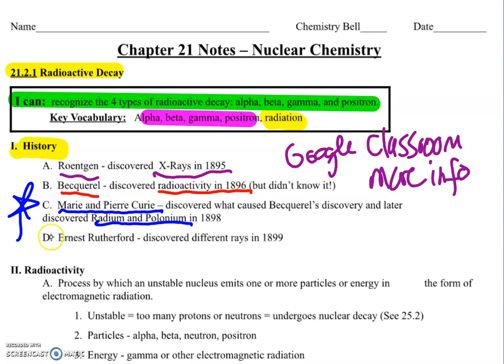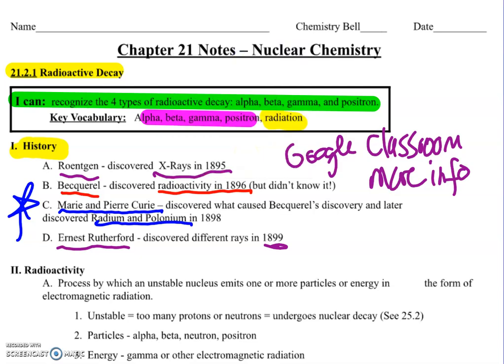And then a review from last chapter, Ernest Rutherford. He's the one that used alpha particles to discover the nucleus in his famous gold foil experiment. He discovered different types of rays in 1899. So a lot of these discoveries were happening at the end of the 1800s.